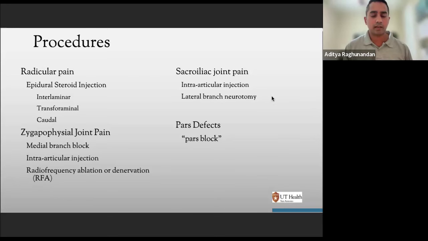For SI joint mediated pain, you can do an intra-articular injection, so putting medication into the joint. Same thing here, that joint doesn't hold a lot of fluid, more than a facet joint, but not a ton. If you're putting medication into that joint, there is some thought that the posterior ligamentous structures can also play into some of the pain. Lateral branch neurotomy: there are branches that innervate the posterior aspect of that joint, which we can either ablate or anesthetize. The anterior portion is a little harder to access. And then PARS, we went into some of the nuances there.